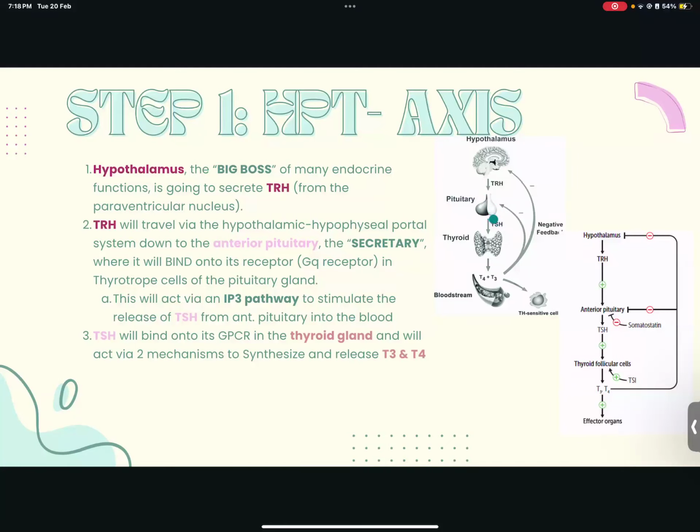It travels all the way to the thyroid gland. It'll bind onto its G protein receptor in the thyroid gland, and it'll act via two mechanisms in order to help synthesize and release T3 and T4. Okay, so from the word HPT axis, I just realized I didn't exactly explain what the abbreviation stands for, but HPT is hypothalamic pituitary thyroid axis. So from the hypothalamus to the pituitary to the thyroid gland.